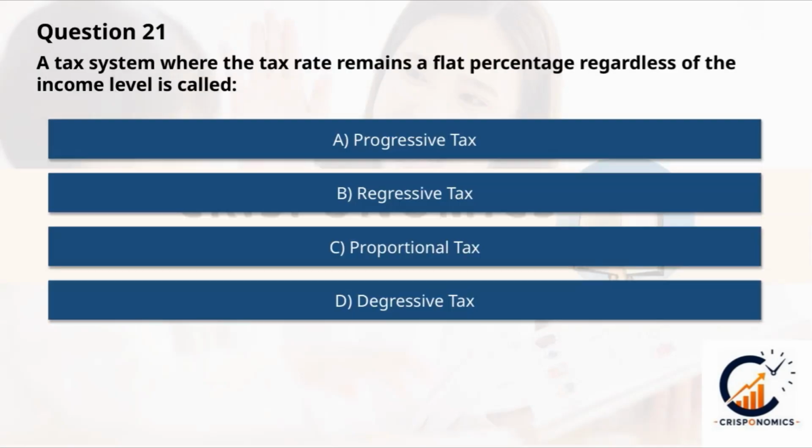Let's talk about different types of tax systems. One key type is a proportional tax, where the tax rate stays the same percentage no matter how much you earn. It's a flat rate for everyone. This contrasts with progressive taxes, which increase with income, and regressive taxes, where lower incomes pay a higher rate. Digressive taxes fall somewhere in between. Here, the question asks us to identify the system where the rate is fixed across all income levels.